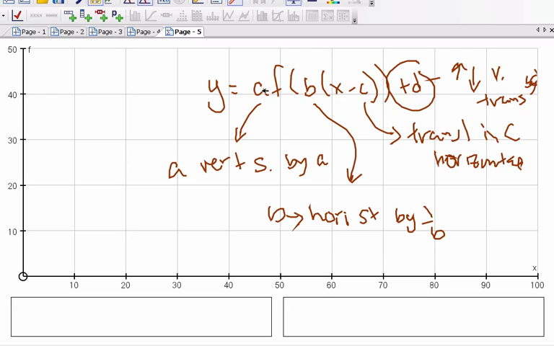Oh, I forgot to mention: if a is negative, the y value changes, and it's a reflection over the x-axis. If the b is negative, it's a reflection over the y-axis. Reflection over the x-axis, reflection over the y-axis.